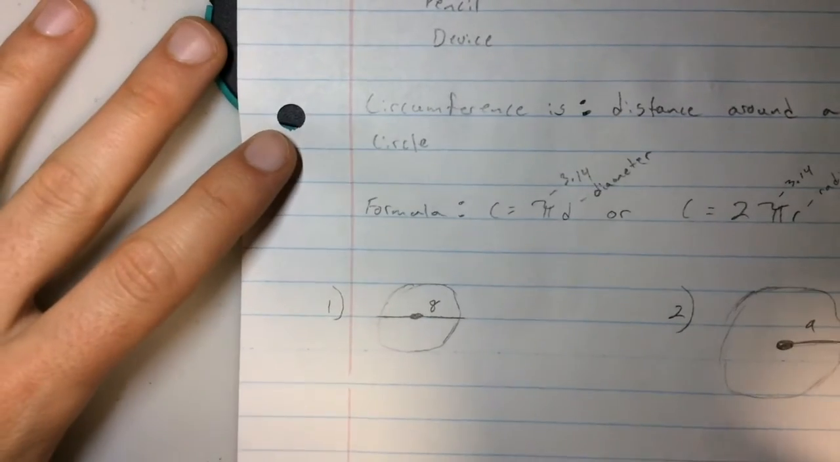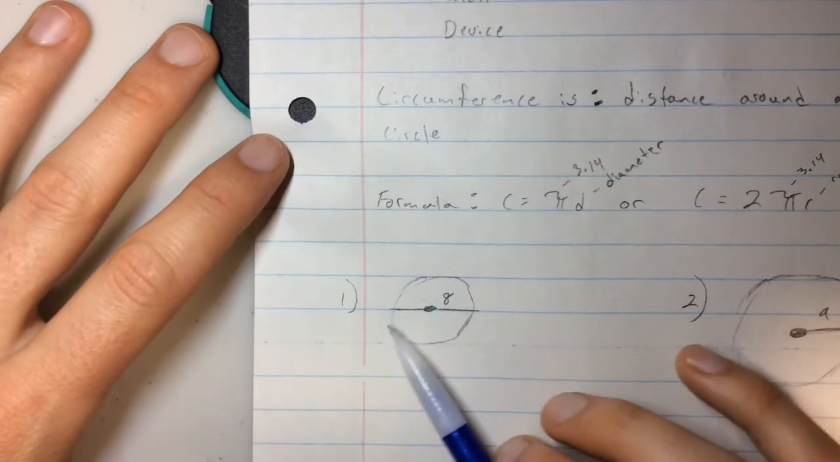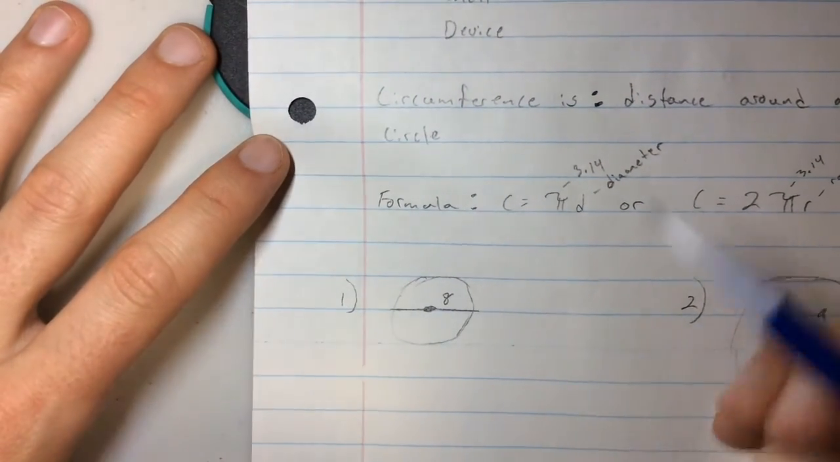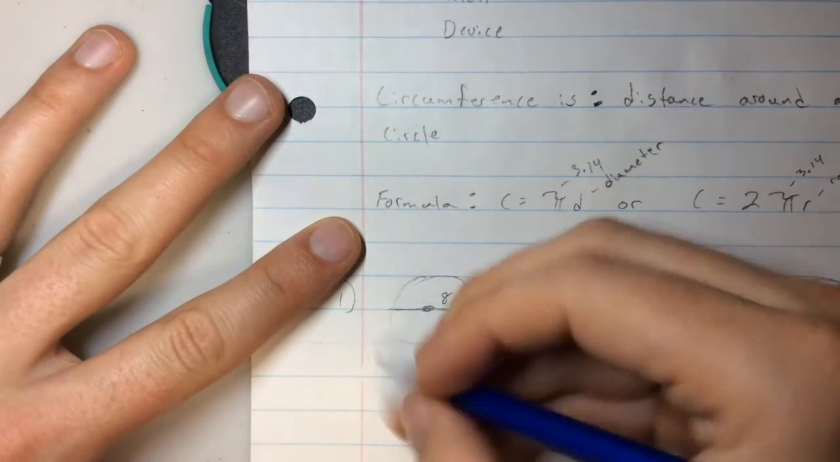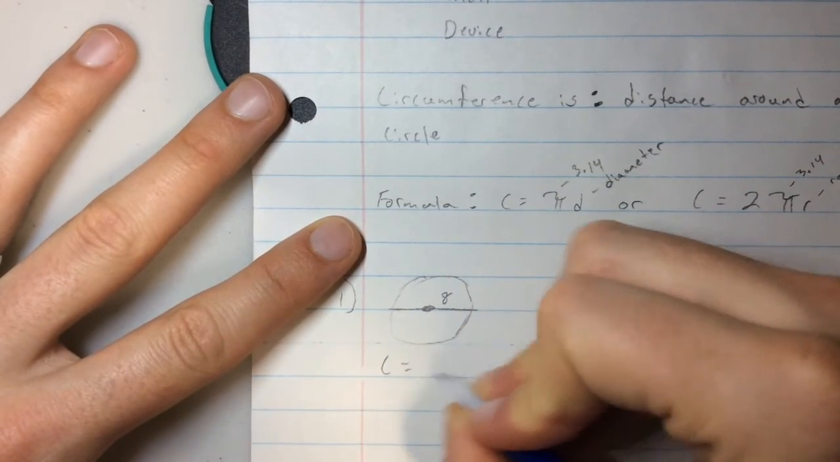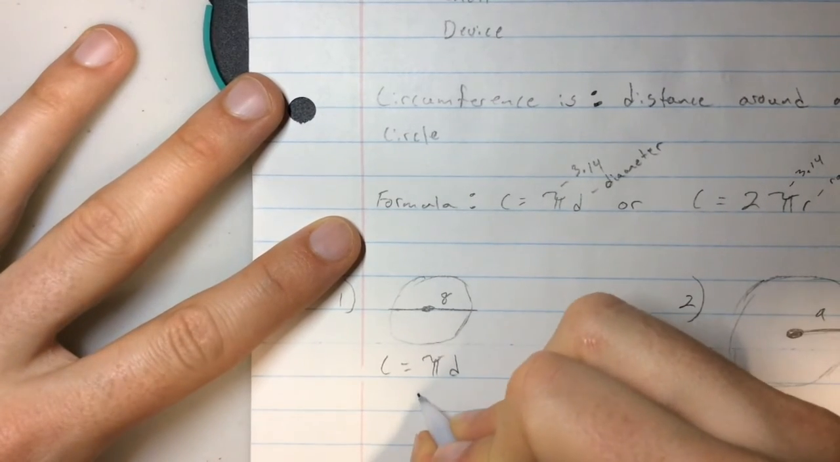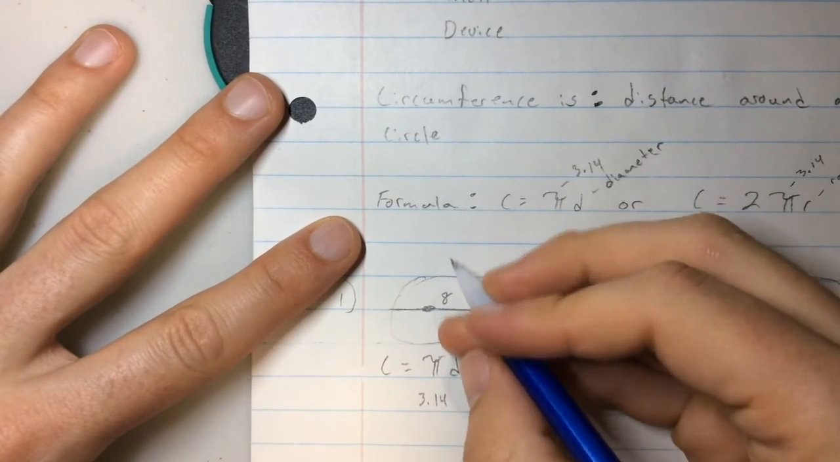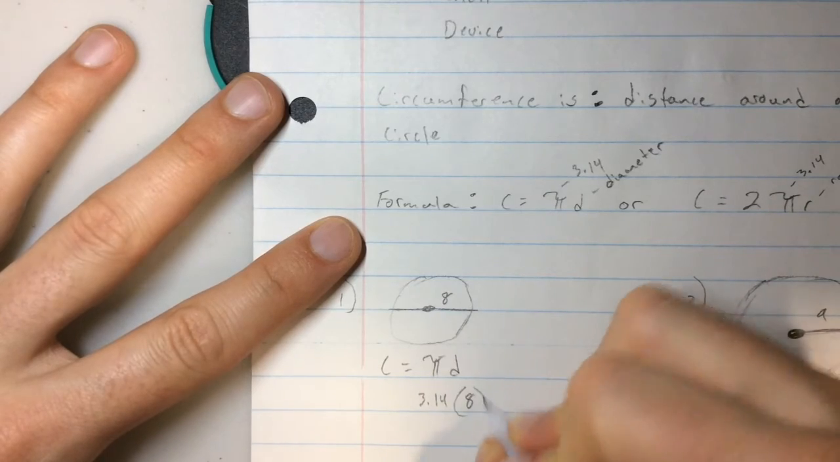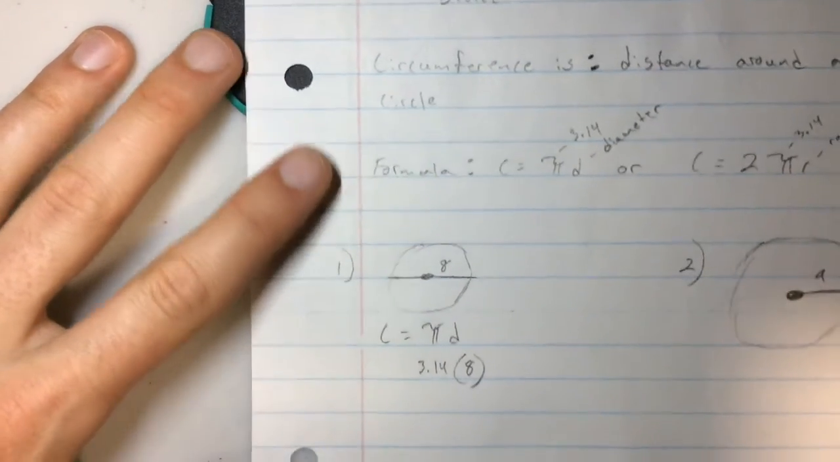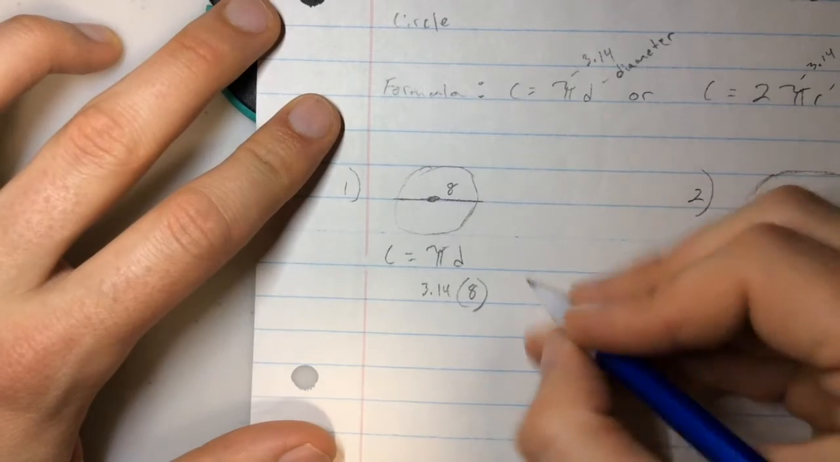Okay, so this first one. If you were in class, I would ask you, what am I given? The diameter or the radius? You would tell me diameter, I hope. And therefore, we would know that the formula is going to be circumference equals pi d. Now pi is going to be equal to 3.14, and diameter is going to be equal to 8. Now I've got these two right here, and all I've got to do is multiply those together in order to find my circumference.